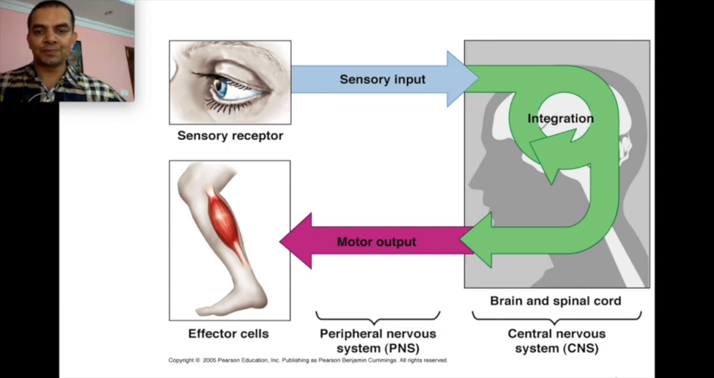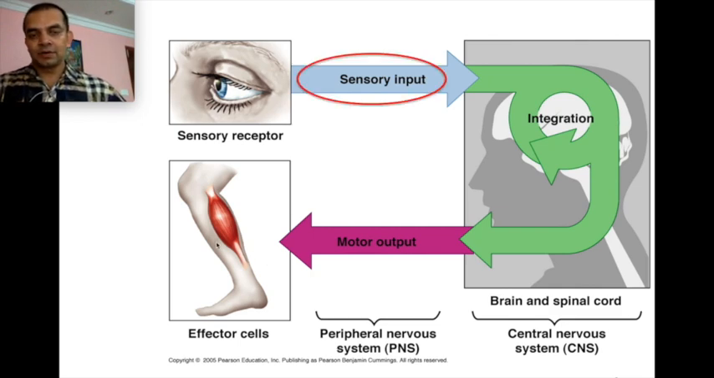Looking at the broad picture of the nervous system, it is composed mainly of three parts: the sensory part that takes stimuli to the center that integrates the information, and the motor part which takes the impulse from the center and is acted upon by the effector organs like muscles or glands. The topic we are discussing today concerns mainly the sensory input part.